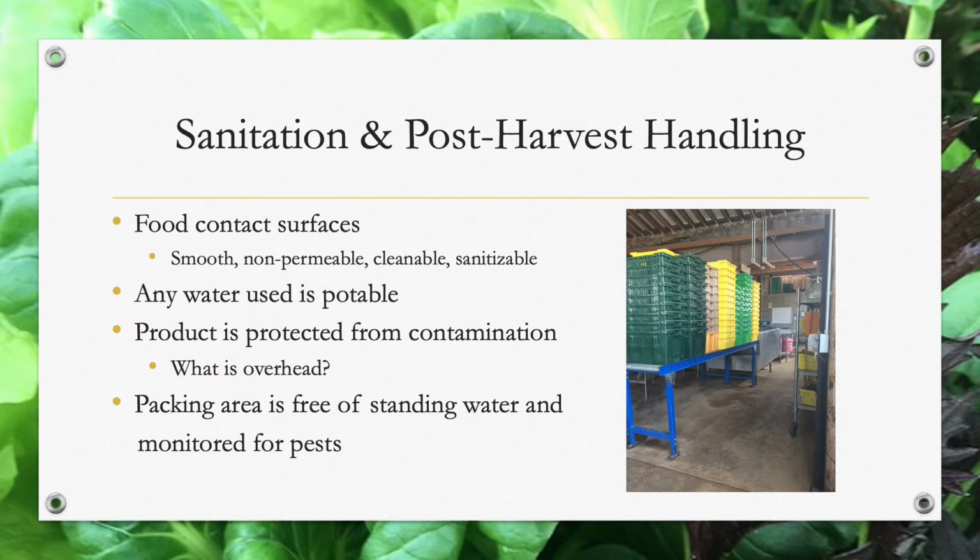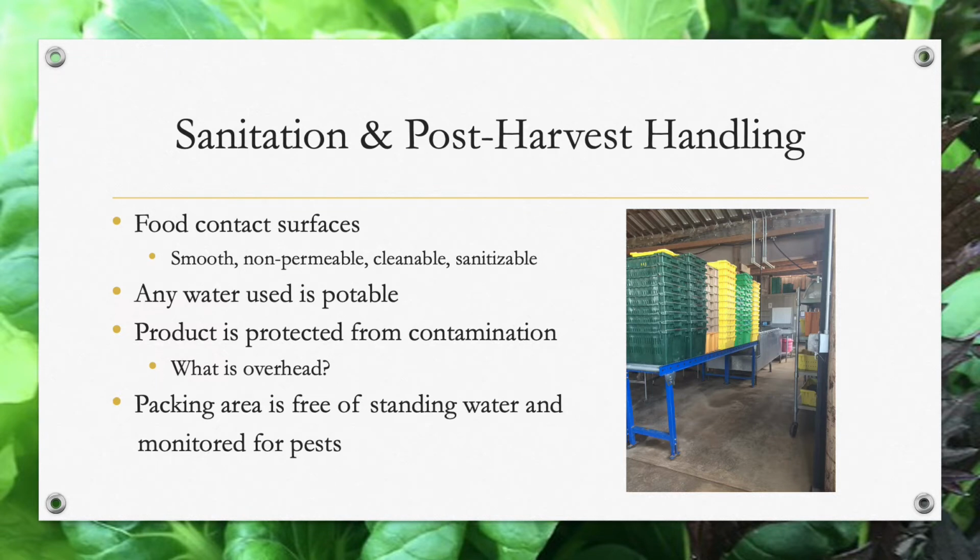Any sort of food contact surfaces, tables, anything that's going to come into contact with the produce needs to be smooth, non-permeable, and sanitizable. Usually you're talking about stainless steel tables or plastic tables. Any water that's used at this point must be potable, which means it meets the federal standard for drinking water. The packing area should be reasonably free of standing water, meaning that if there's standing water during washing activities, it drains quickly and away from areas where washed produce is stored, or where the flow of traffic, where people walk through. You don't want any splashing off of the floor happening.